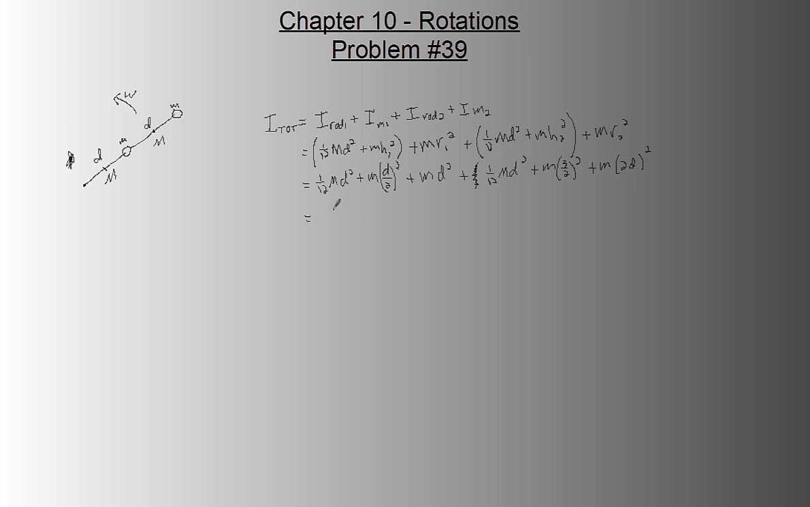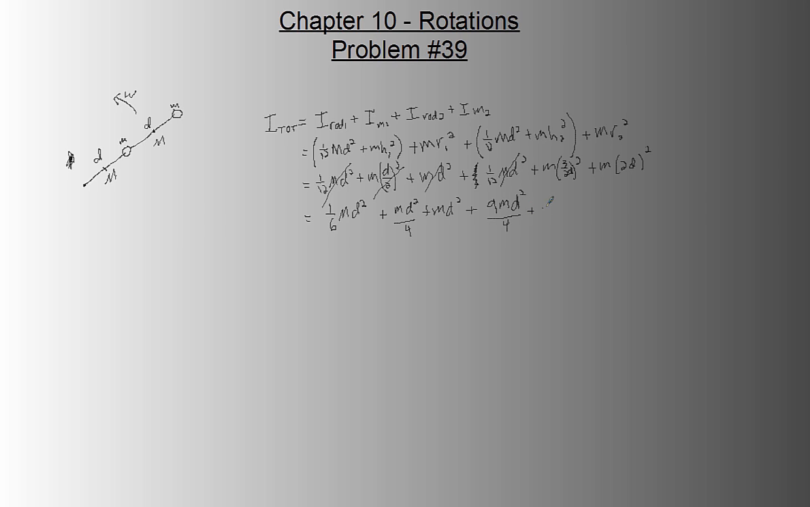These two make 2/12 or 1/6 md squared, so took care of those. This one is just m d squared over 4 plus md squared. So those are taken care of. Plus 9m, oops, I forgot the d in here, d squared, 9m d squared over 4.